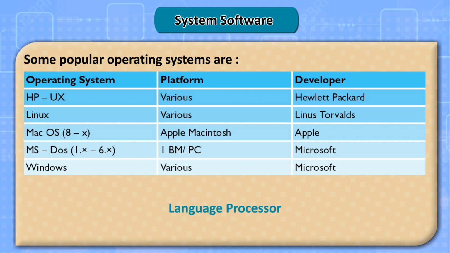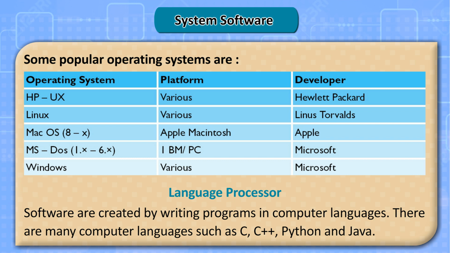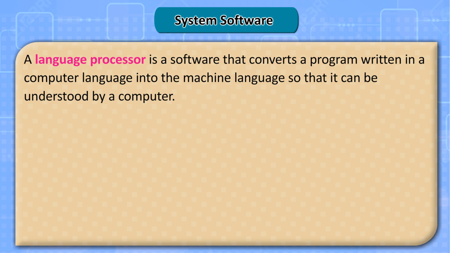Language processor. Software are created by writing programs in computer languages. There are many computer languages such as C, C++, Python and Java. A language processor is a software that converts a program written in a computer language into the machine language so that it can be understood by a computer.